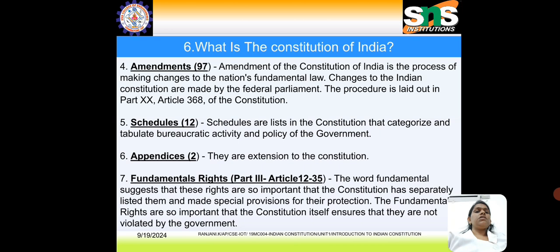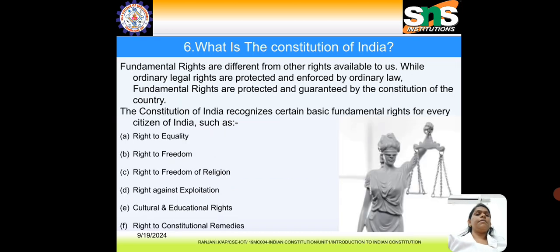And next is fundamental rights, from Articles 12 to 35. The word fundamental suggests that these rights are so important that the Constitution has listed them separately and made special provision for their protection. The Constitution itself ensures that they are not violated by the government. This is a major role of these elements in framing the Constitution.